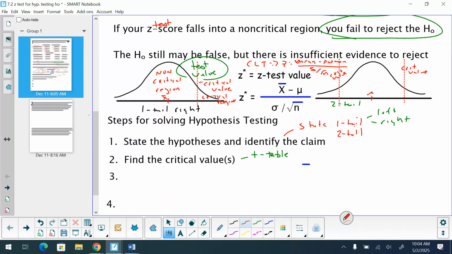We have a non-critical and critical regions. All of your problems will set up and look like one of these two things. Or if you have a left tail test, it's just going to go on the other side of the bell-shaped curve. So we find our critical values from our T-table.